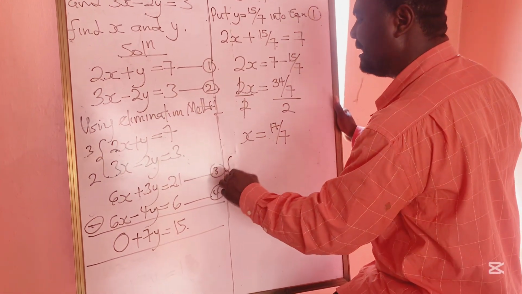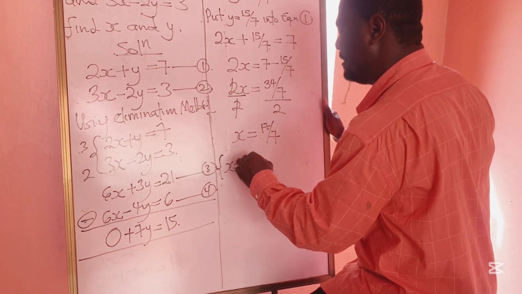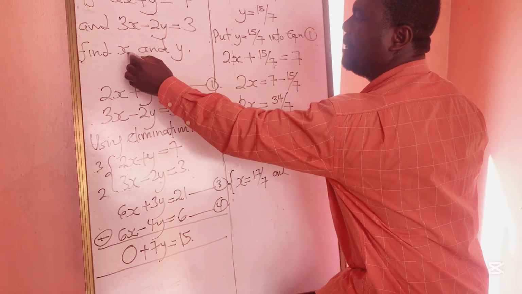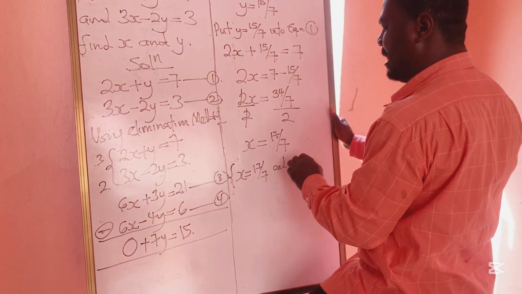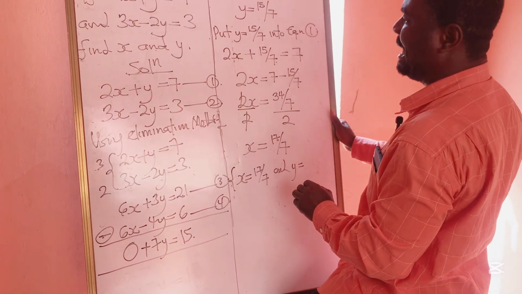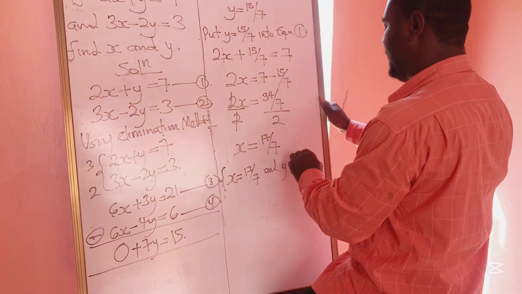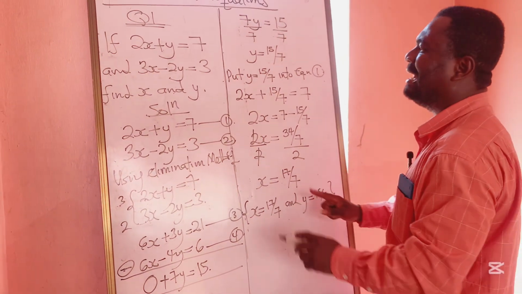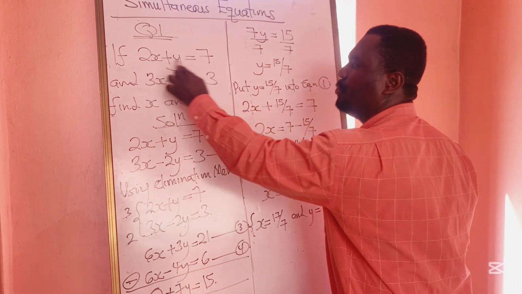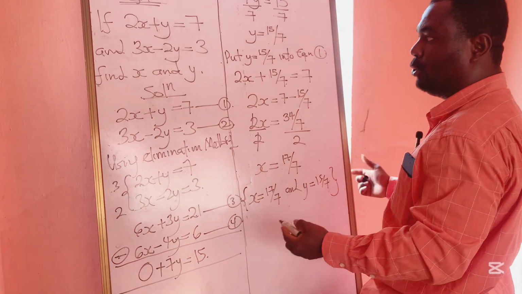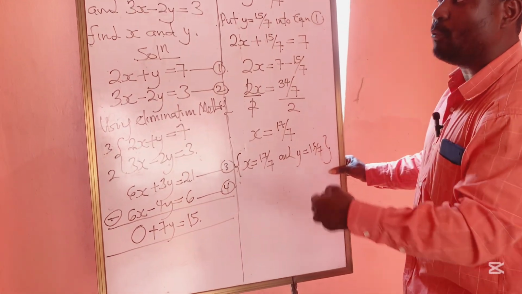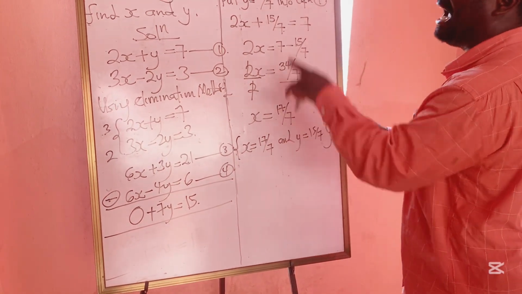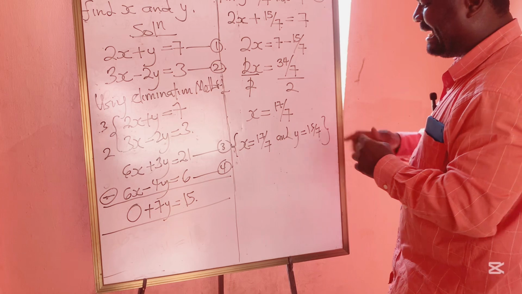So in conclusion, I can say that my x is 17 on 7, and because we have to solve for two variables, my y, we had our y as 15 on 7. So these are the possible answers that can satisfy either equation 1 or equation 2. For clarity's sake, for us to know whether what we did was right, let's put equation 1 on test.